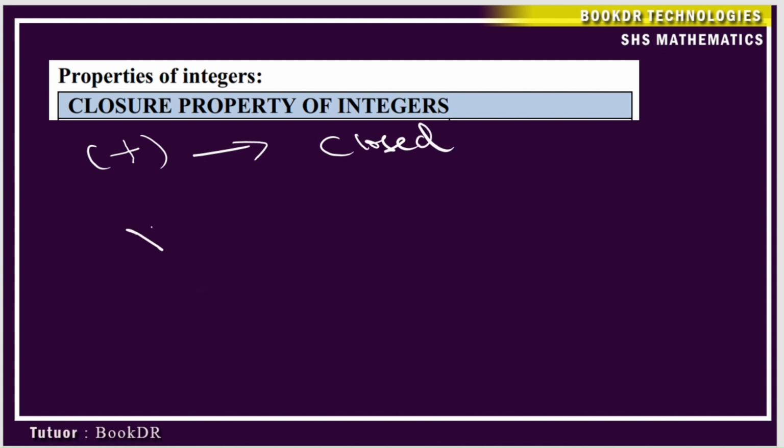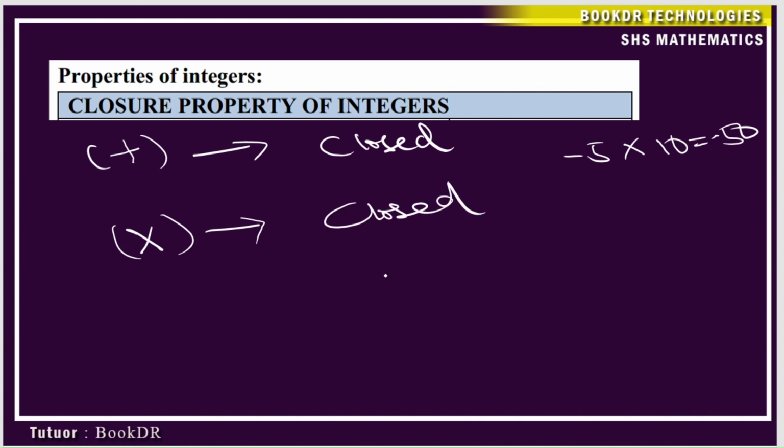Then multiplication. When any two integers are multiplied, the result is always an integer. For instance, -5 multiplied by 10 is -50, and -50 is an integer, a negative integer, and as such, multiplication is closed under integers. Then we'll look at subtraction.